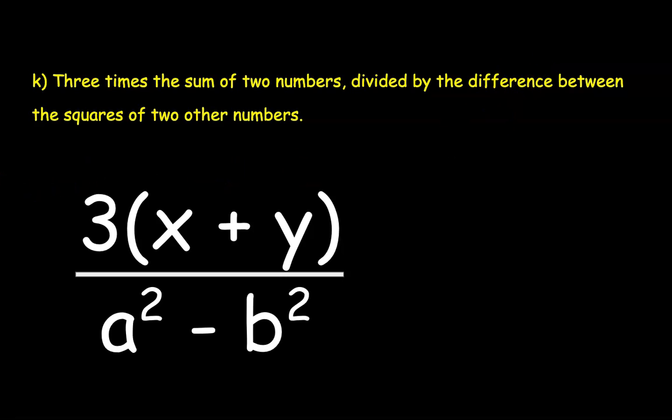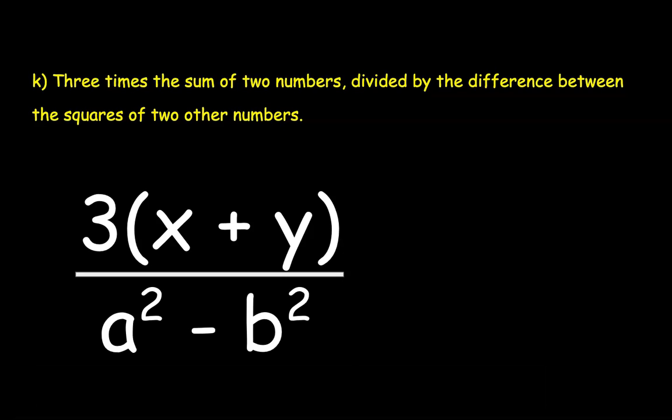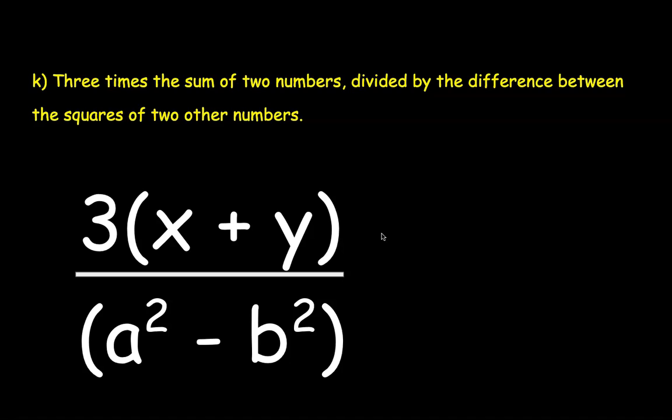I've chosen a and b. I don't care what you use. There's the square of a and the square of b subtracted from each other. Three times the sum of two numbers divided by the difference between the squares of two other numbers. That's also okay, but you don't need that.